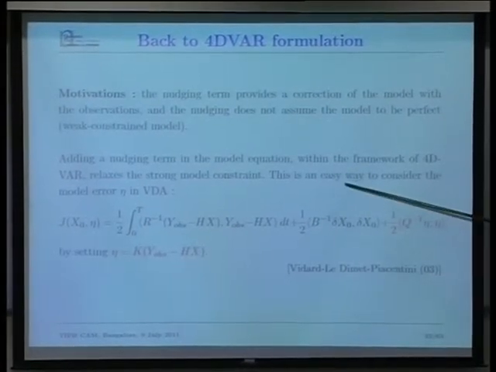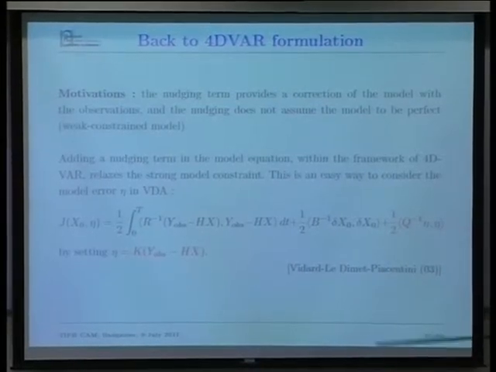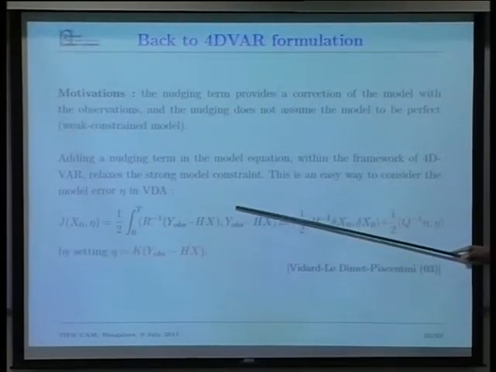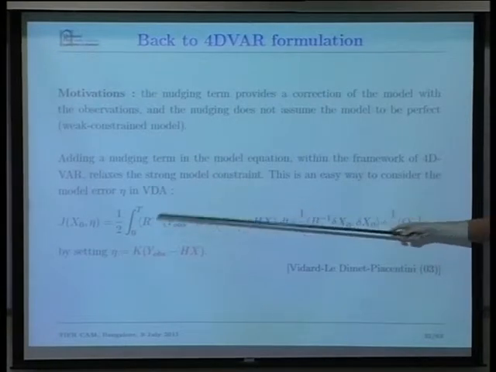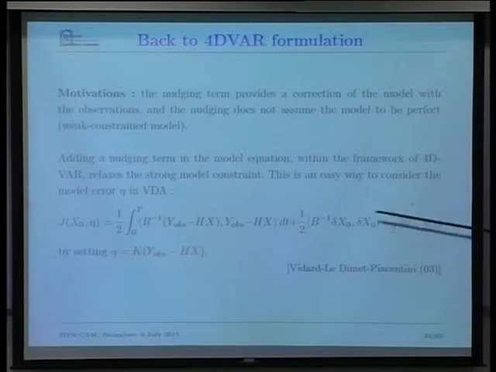So if you use the weak constraint 4D-Var, you have to add the model error as a control of the cost function, and you assume that your model now is dx over dt equals f of x plus eta, the model error. So in the weak constraint 4D-Var, you still have to control the initial condition.